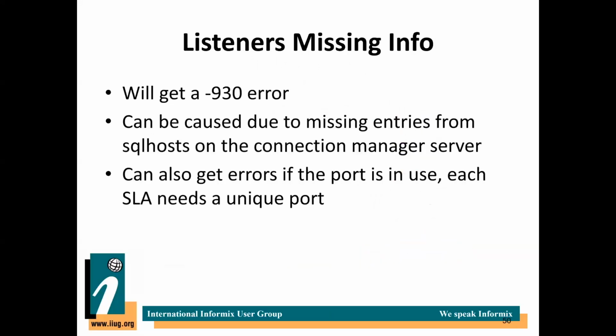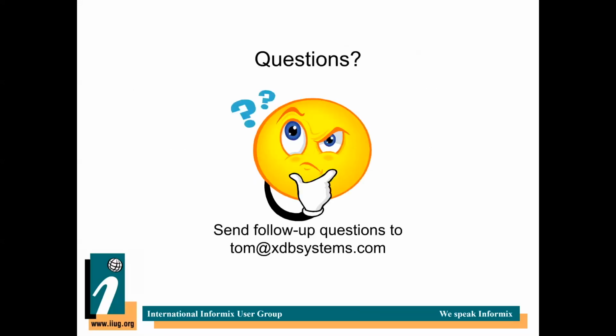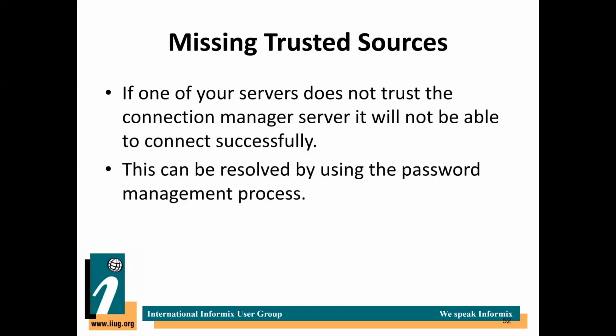If your listeners are missing information, you'll get a 930 error. This could be from SQL hosts on either side. Just triple check yourself on your SQL host, on your client, on your server, and on your connection manager. Also, remember each connection manager listener needs a unique port, both unique from each other and unique from anything else running on that server, including Informix. Note that you need to make sure things are trusted, just as a reminder there.